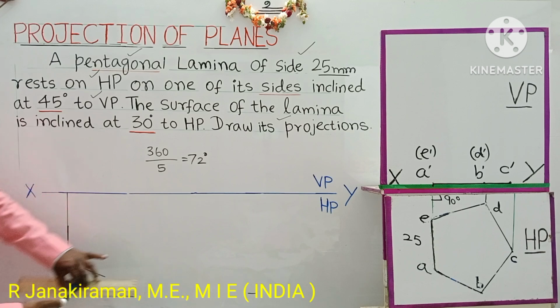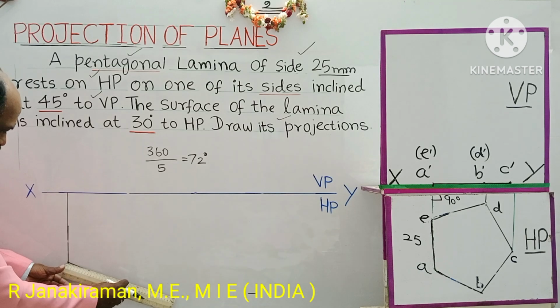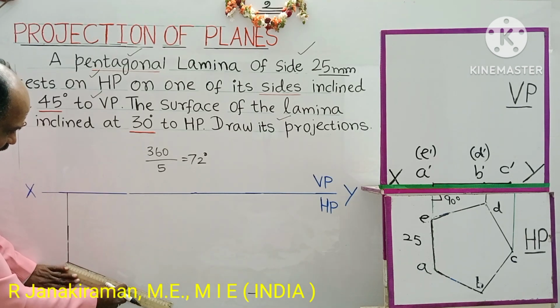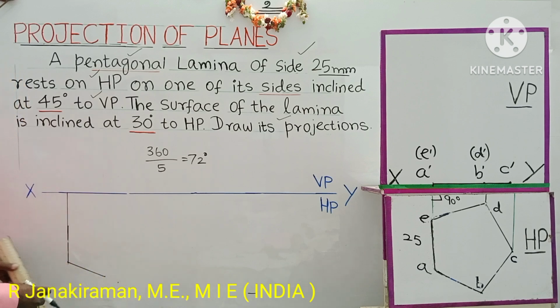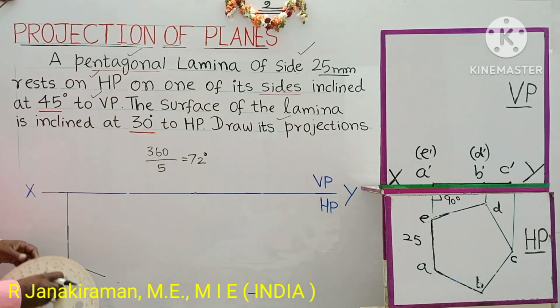Okay. So the side is given as 25 mm. Every time, take 25 mm, 2.5 centimeters, from this end point. Mark a distance and put a point. If there is extra length, you can erase it. Next, again 72 degrees. You have to do this 5 times to complete the pentagon.